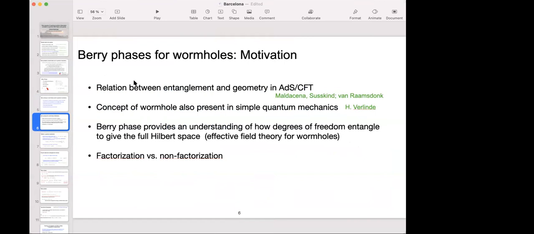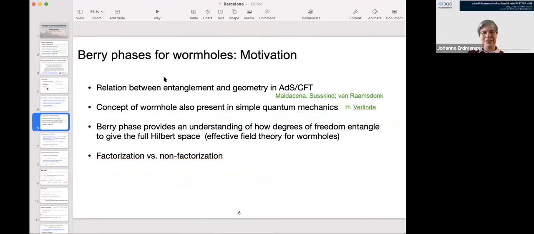Okay, so why is this interesting from the perspective of AdS/CFT? Well, because in AdS/CFT, there are relations between entanglement and geometry. So you can consider a wormhole in a global AdS space, where according to this ER=EPR proposal, a geodesic linking the two sides of this global AdS space corresponds to entangled states.